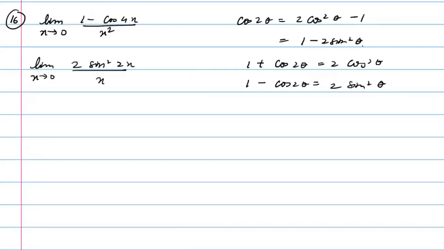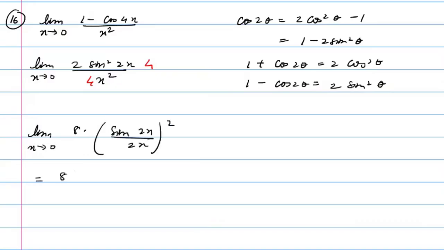You'll be using this quite a lot. So here you have limit x tends to 0, and this is 2 sine square theta. It is half angle, so 4x will become 2x, and down you have x square. Again, you need to repeat the angle, so this is 4 and 4. So this will be limit of x tends to 0, 8, and this will be sine 2x upon 2x the whole square. Taking the limit, the answer will be 8.